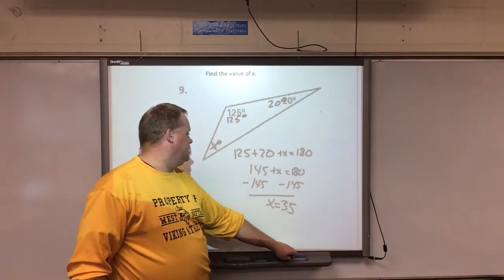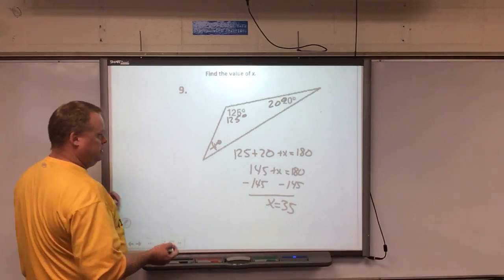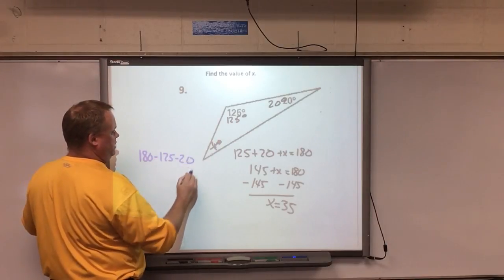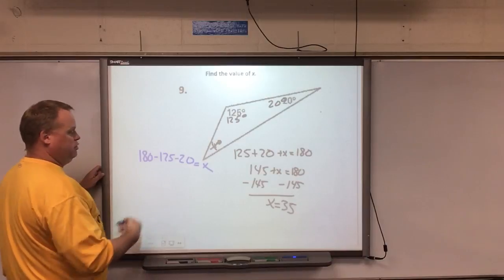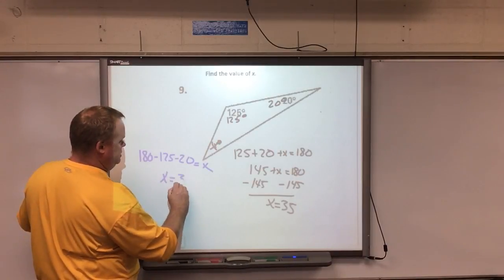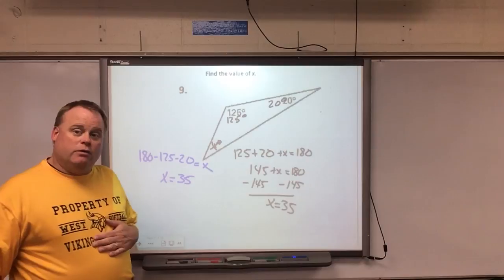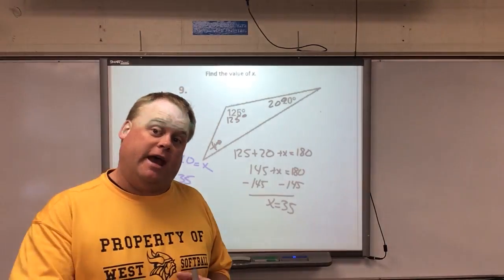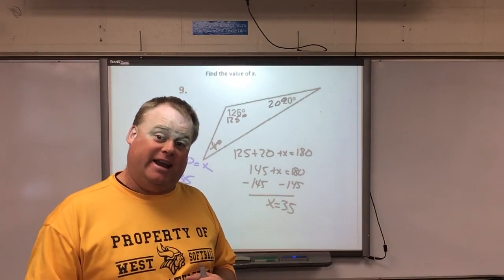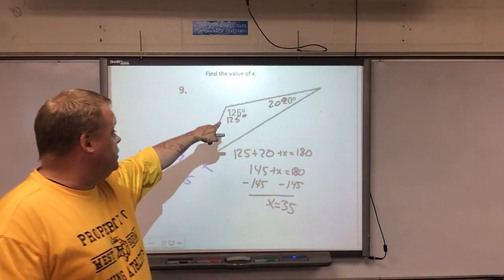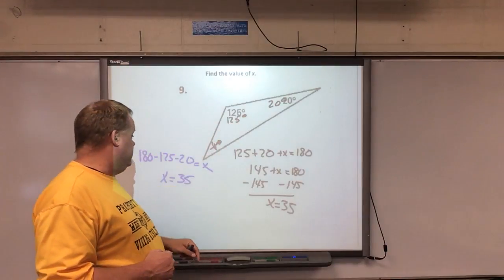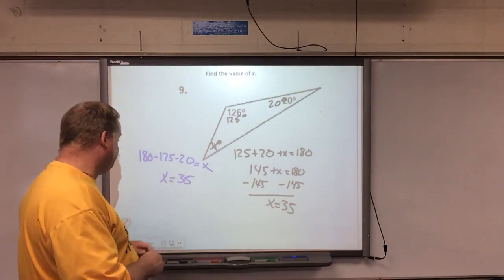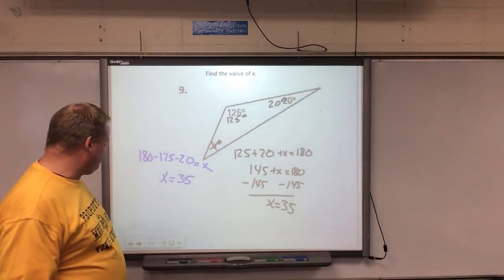Once again, you could have done it 180 minus 125 minus 20 equals x. Put it in the calculator, got x equals 35. It would work both ways. If you want to simply put it in the calculator and go, hey, if I know all three angles add up to 180, and I subtract 125 off of it and subtract 20 off of it, I know that that has to be 35. All right. Hopefully you're picking up on that.